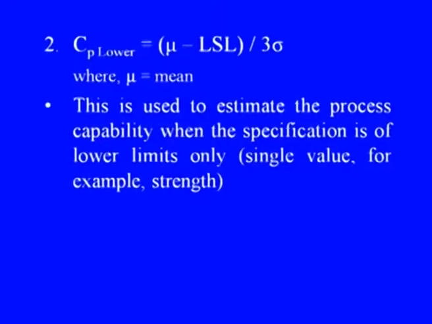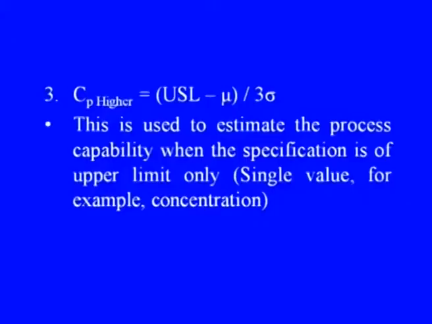Number 2, Cp lower, which is defined as mu minus lower specification limit divided by 3 sigma, where mu stands for mean. This is used to estimate the process capability when the specification is of lower limits only, that is single value, for example strength.